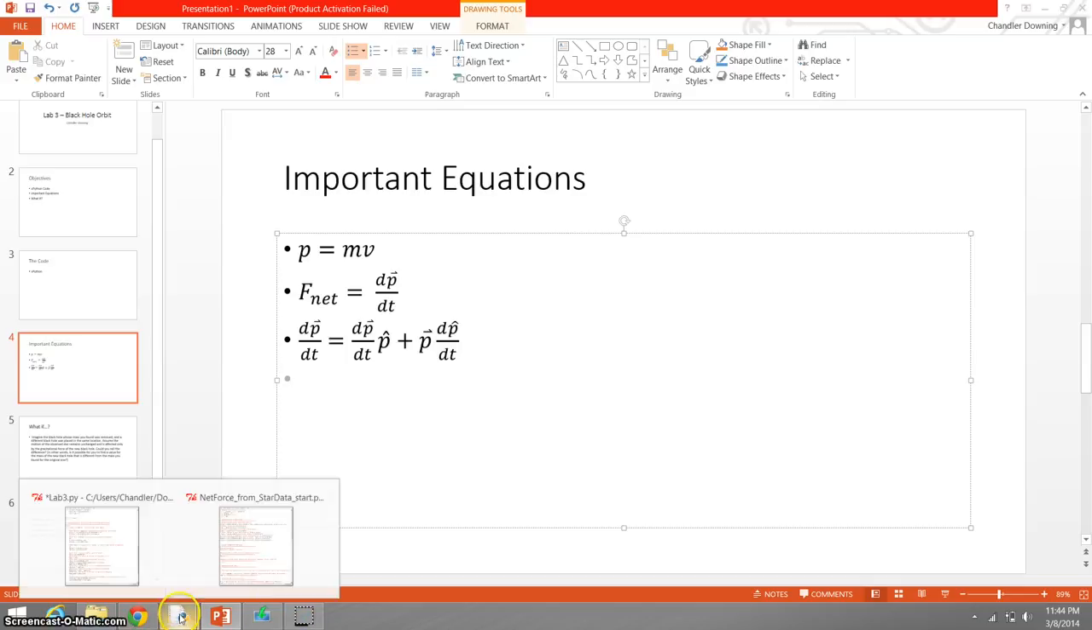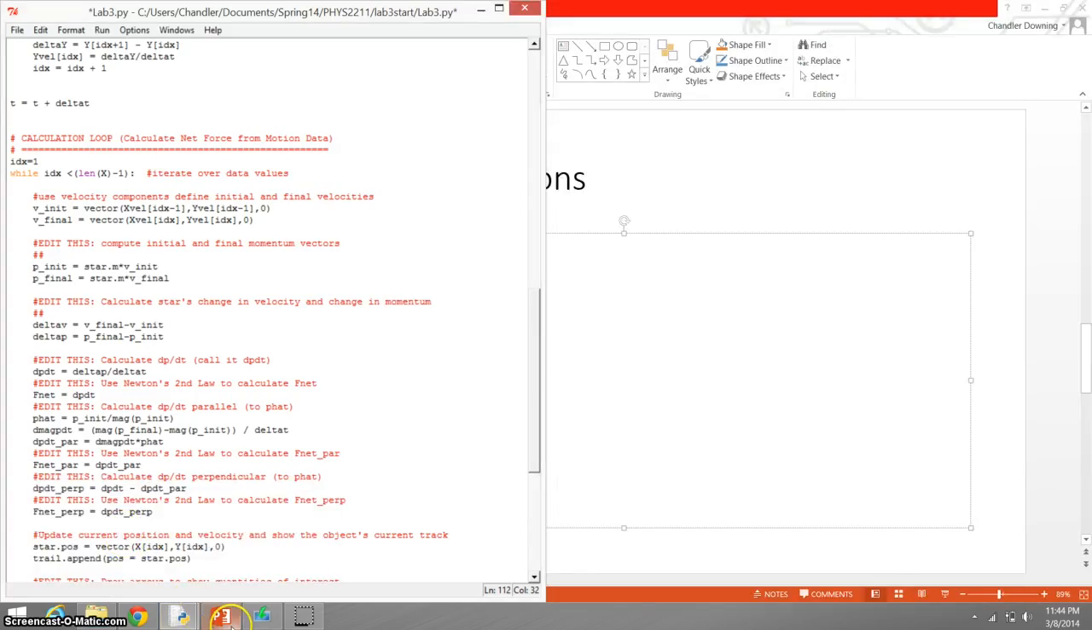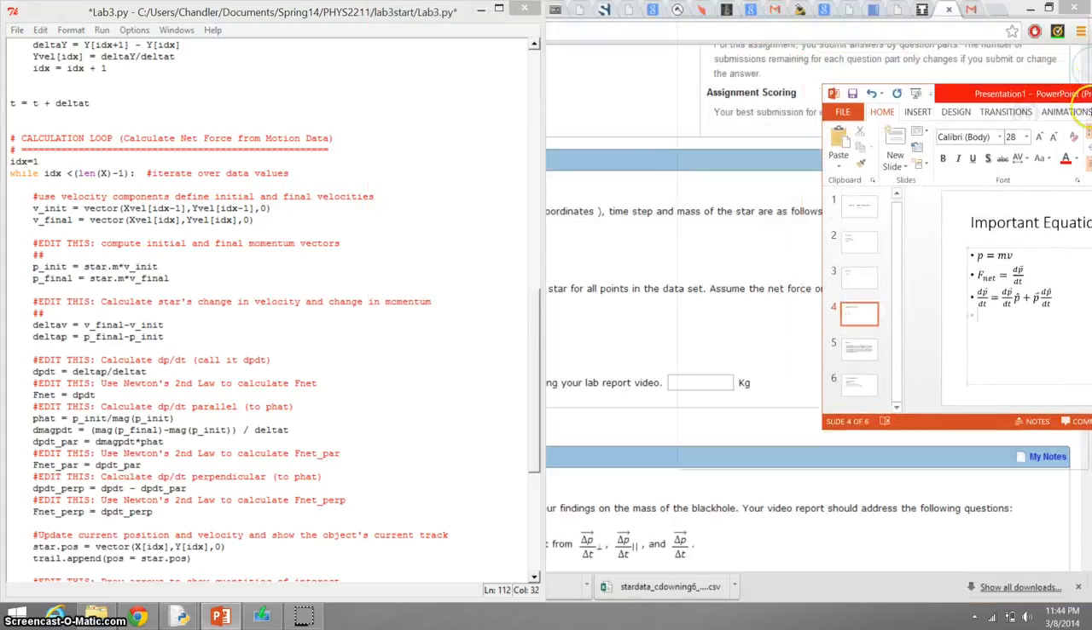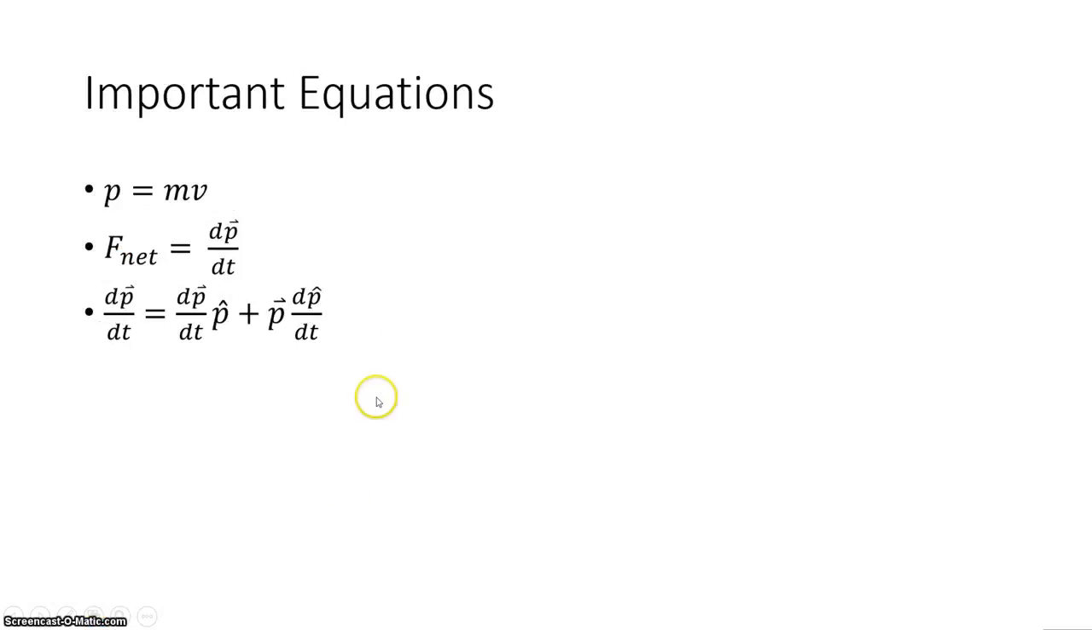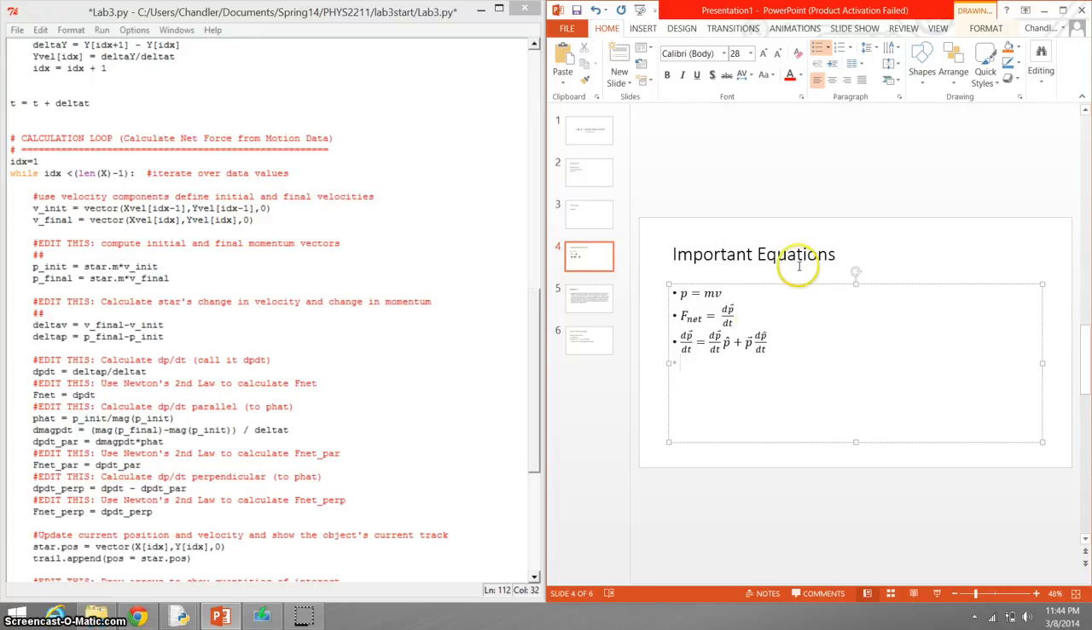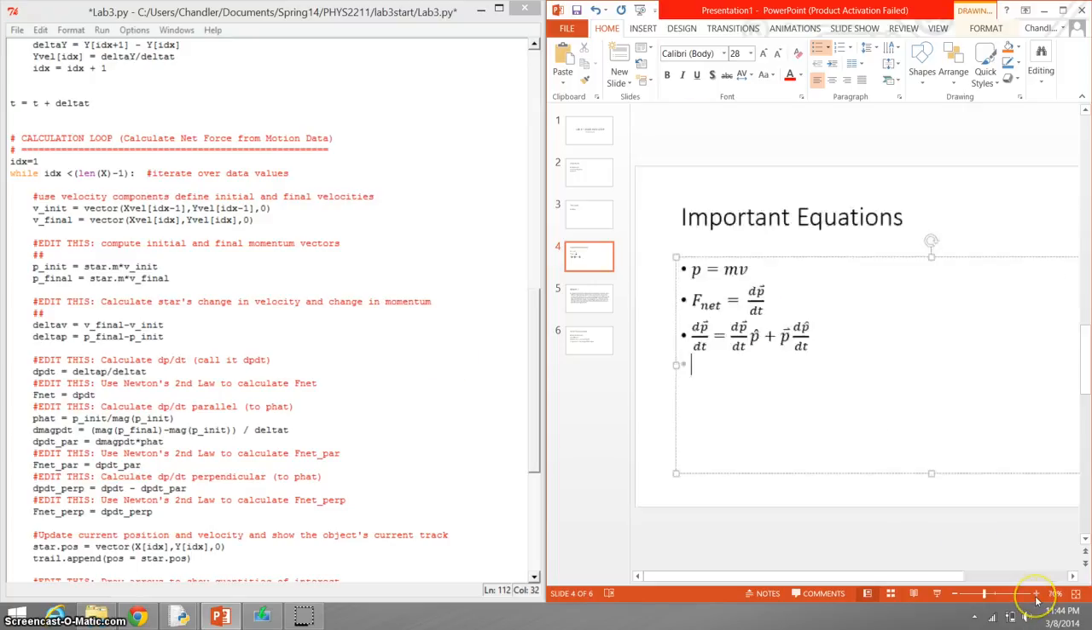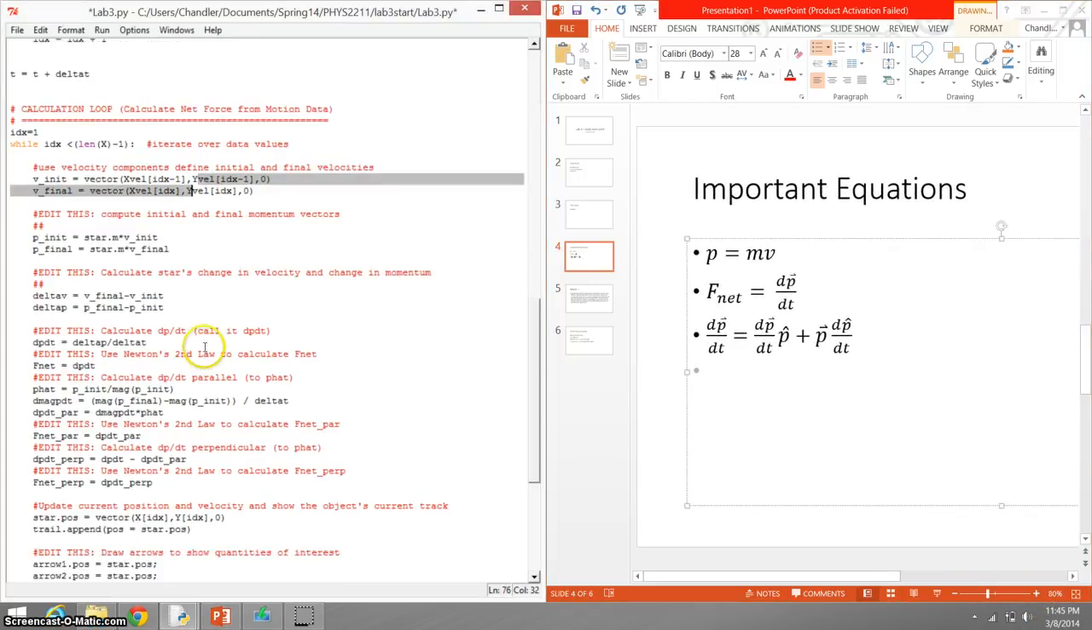Alright, so to the code here, we'll split it halfway. So here we can see how some of the equations were used.